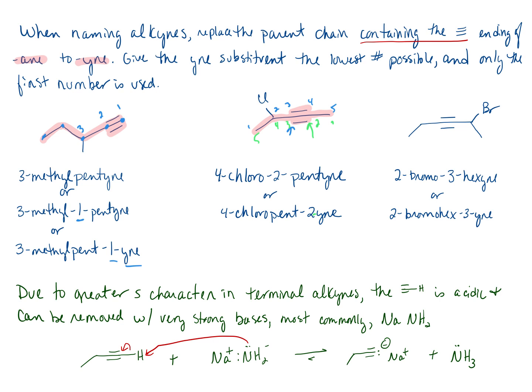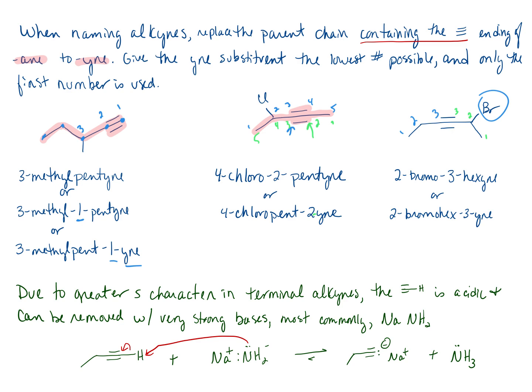Now, if we can name in either direction and get the same lowest number for that triple bond, you definitely want to do it in a way where the substituent gets the lowest possible number. Because you're going to end up with a 3 whether you count from right to left or from left to right. So definitely go this direction because it also gives that bromo the lowest possible number.